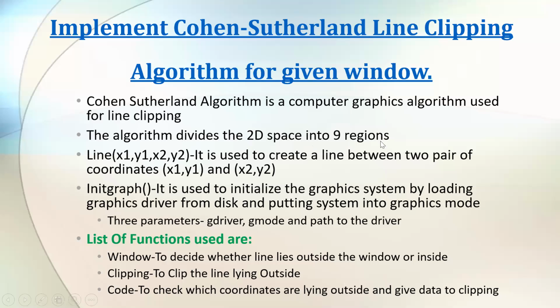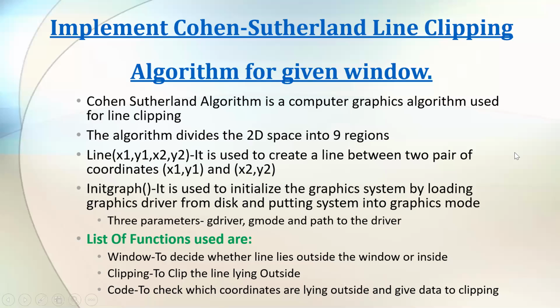The middle region will have the code 0000. For the left region, the first bit will be set. For the right region, the second bit will be set. For the bottom, you will have the third bit, and on the top you have the fourth bit set. So it was like that. And now here we are going to represent a line which has to be clipped. The endpoints of the line are given as x1, y1 and x2, y2.